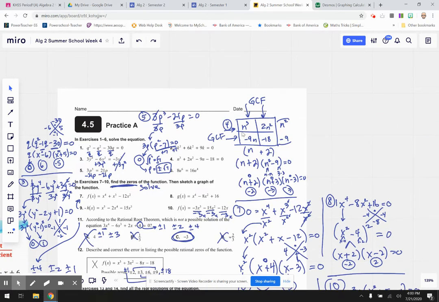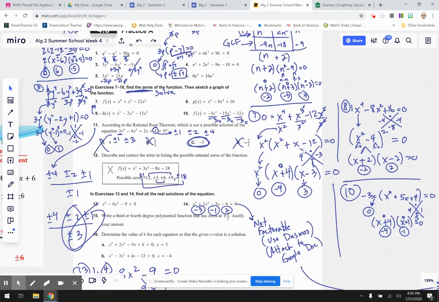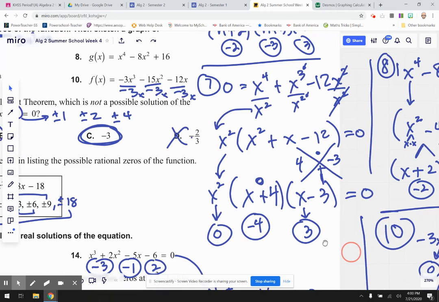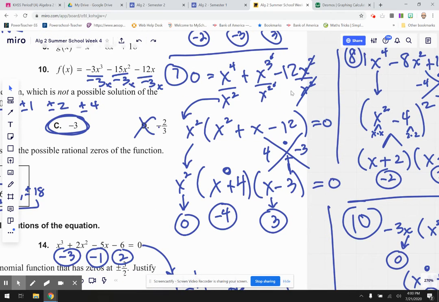So if we go back to number 7, which I did right here, I went ahead and I did my factoring. I took out an x squared because all of them had at least x squared. I took that out. I was left with x squared plus x minus 12. And I drew my x with my -12 on top and my +1 on the bottom. So I need a +4 and a -3 as my 2 factors.